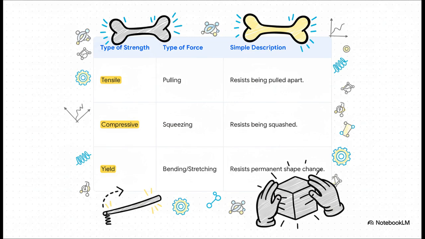You've got tensile strength. Think of a rope in a game of tug-of-war. That's its ability to resist being pulled apart. Then there's compressive strength. Picture the massive concrete pillars holding up a bridge, constantly being squashed by weight. And yield strength? That's the point of no return. It's that exact moment our paperclip gives up and decides, you know what? I'm just going to stay this way.